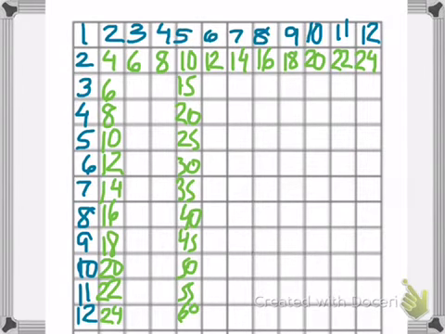Okay, and I'm going to do the same thing going sideways on the 5's. And again, it's nice because I can check myself. When I get to 25, I can make sure, oh yeah, 5 times 5 is 25, so far I'm doing it correctly.